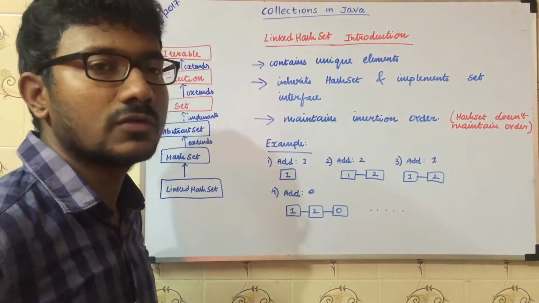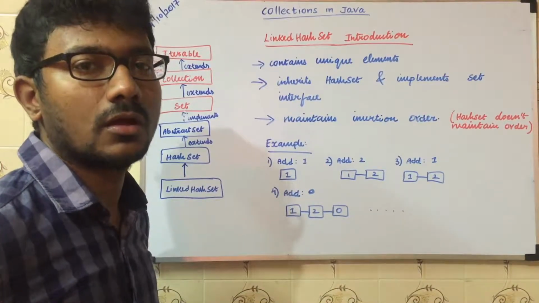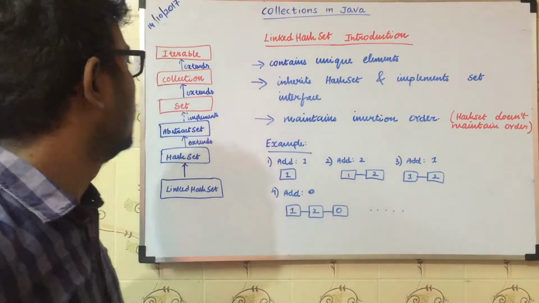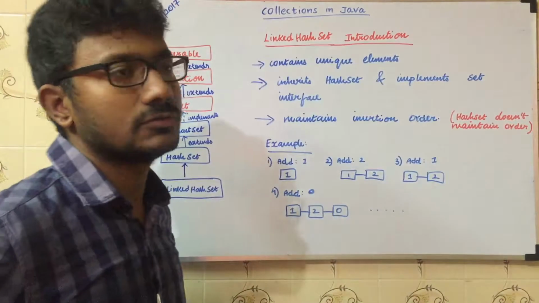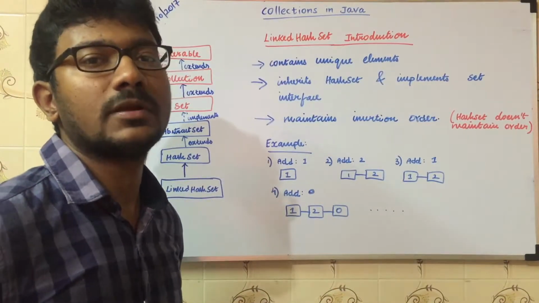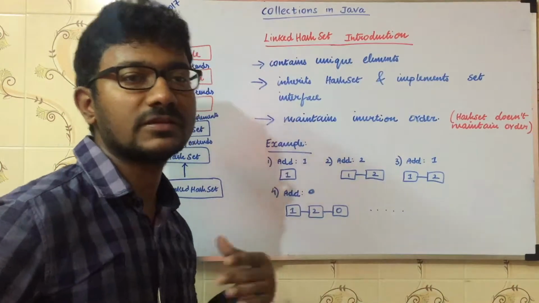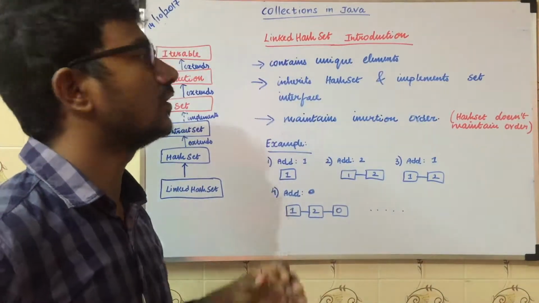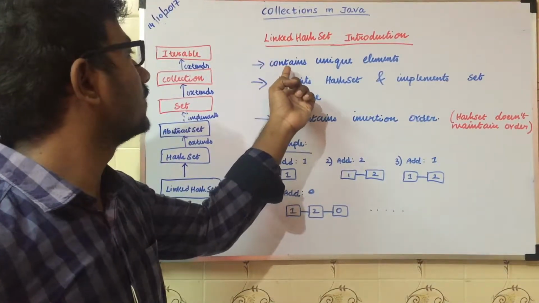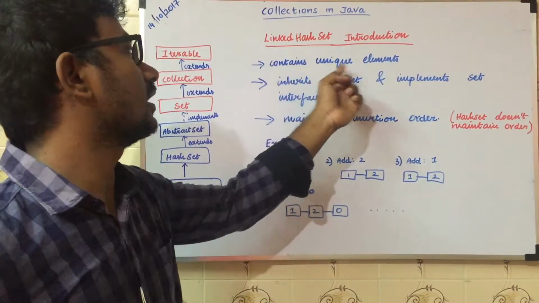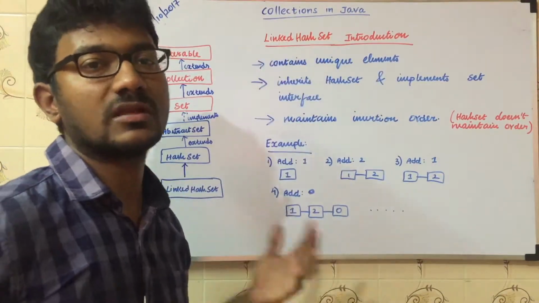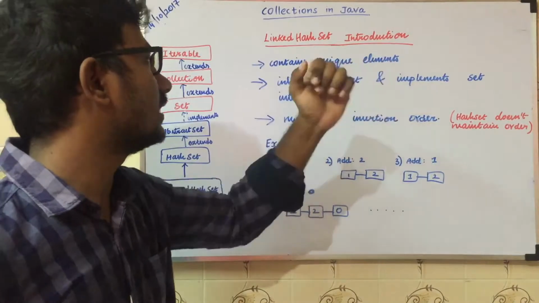Now we are going to see about the LinkedHashSet in a brief manner. So what is a LinkedHashSet? This is one of the implementing classes of Set. So it follows all the rules present in the Set definition. The first definition of Set is that it contains only unique elements. So LinkedHashSet also follows that principle. It contains only unique elements.